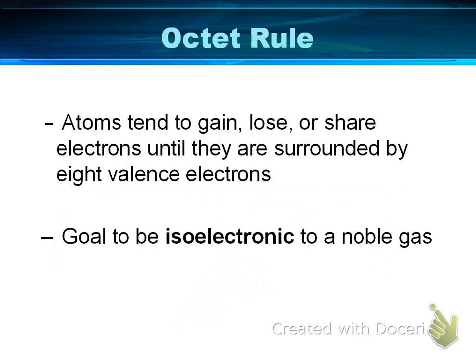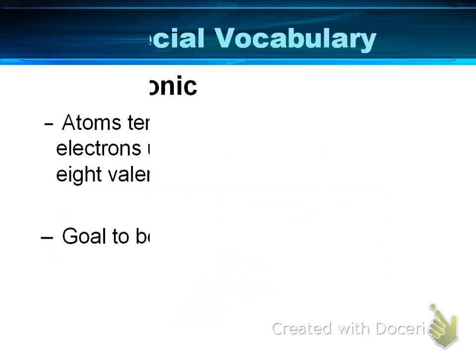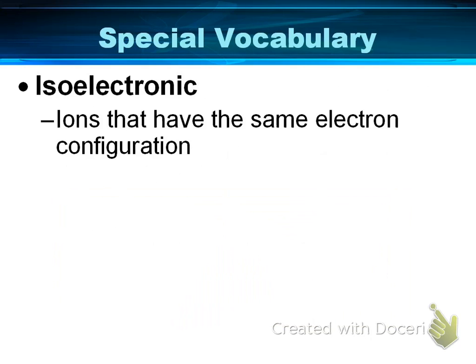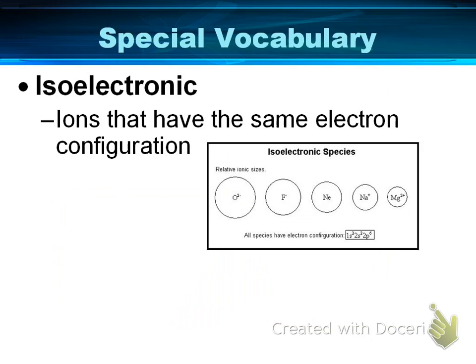So I got a couple of definitions for you. Isoelectronic: ions that have the same electron configuration. Okay? So here we go. All of these have the configuration, sorry, it's kind of small, but 1s2, 2s2, 2p6. They're all like neon. Okay?